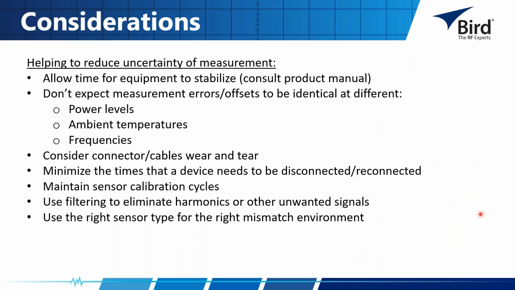So now that we talked a little bit about mismatch, got to touch on harmonics, we saw some things with directivity. Here are a few things that we can consider to help reduce these uncertainty pieces in our measurement.